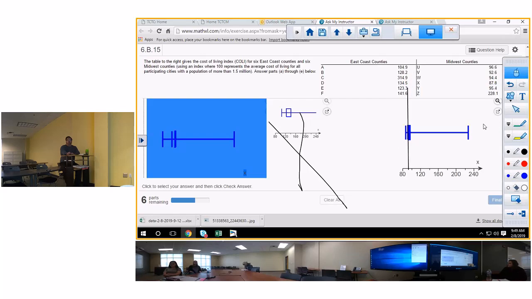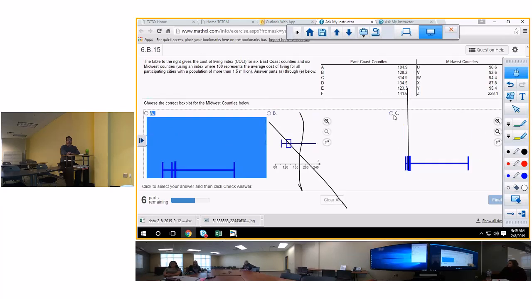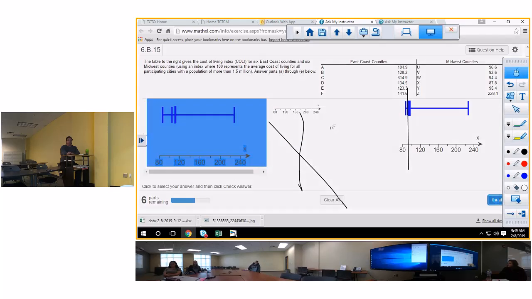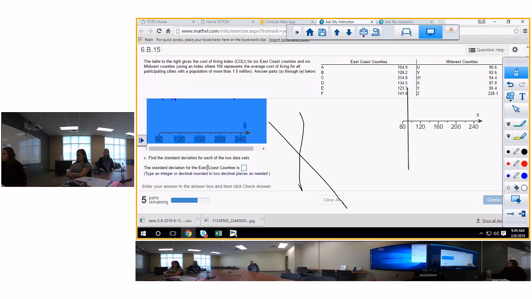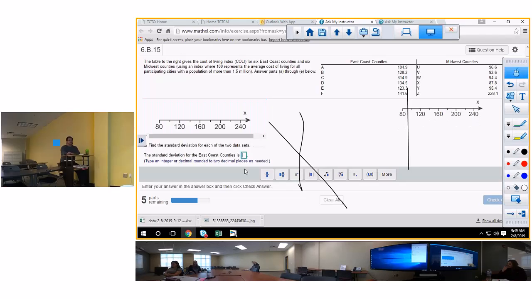And sometimes you can't tell with these box plots, and that's why you have to look at several different things. Got it right. Okay, and I'm not doing the stuff. Oh Lord, A through freaking Z. This problem, I try not to put this problem on the test. I hope I didn't. All right, what is the East Coast standard deviation?